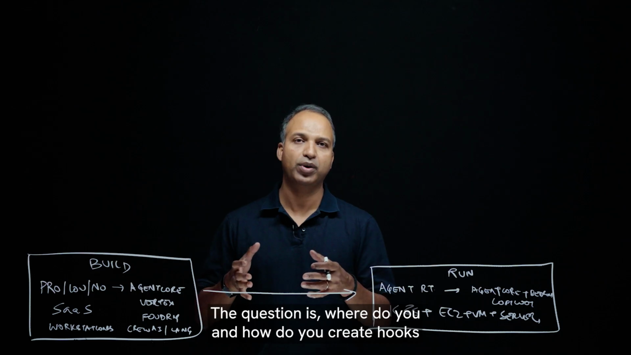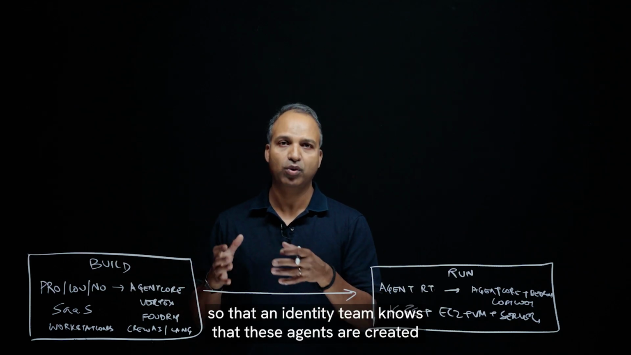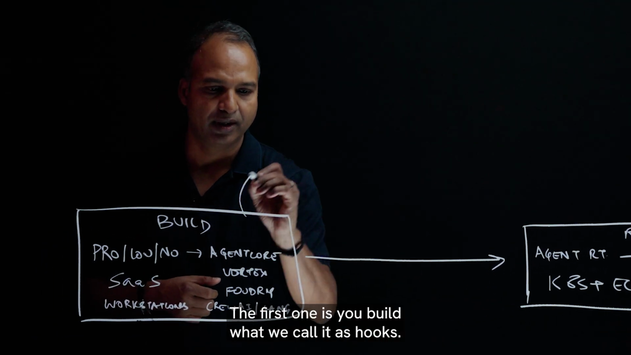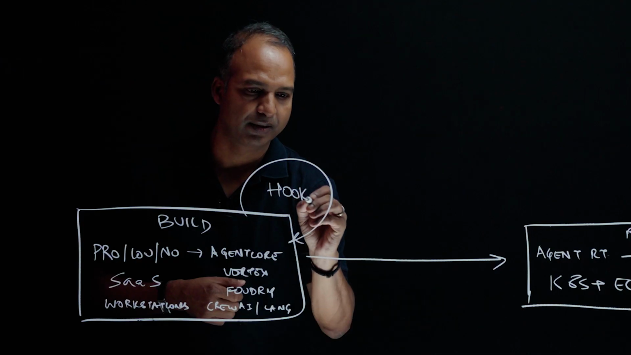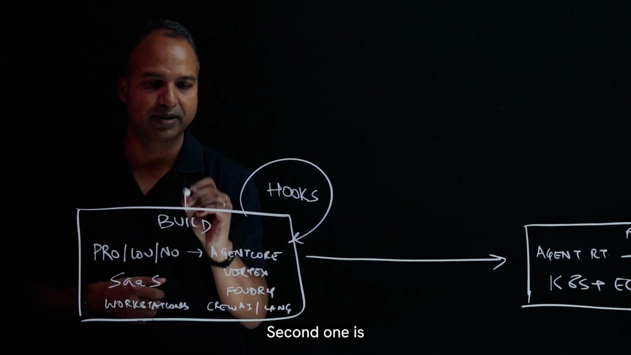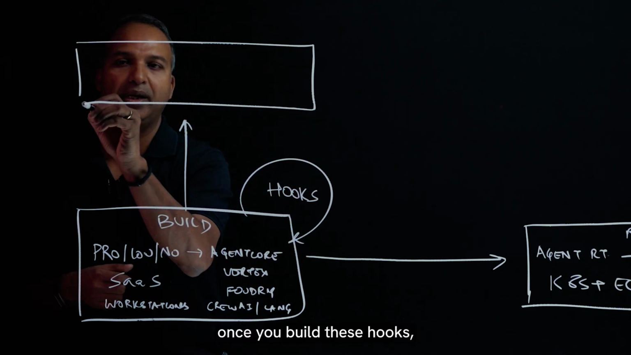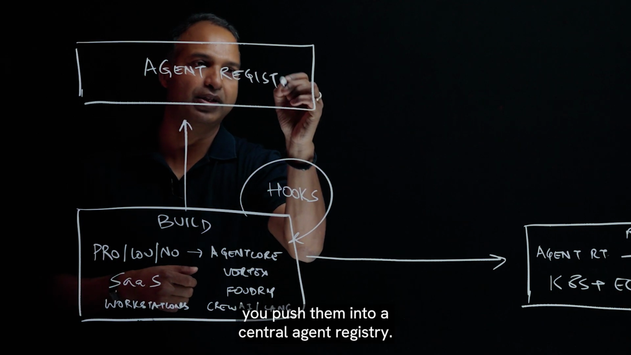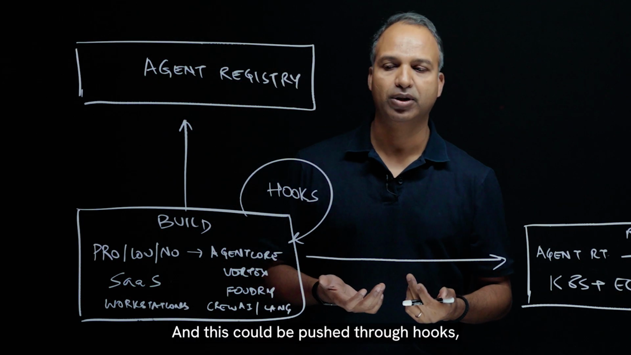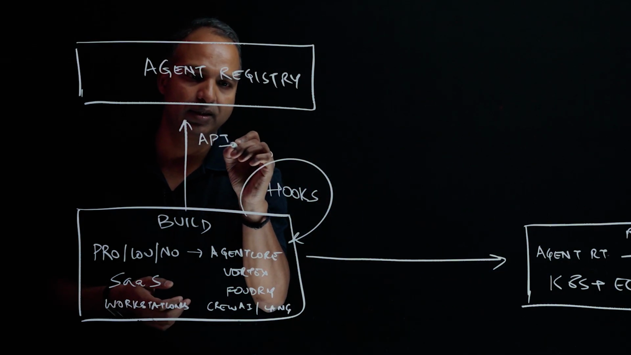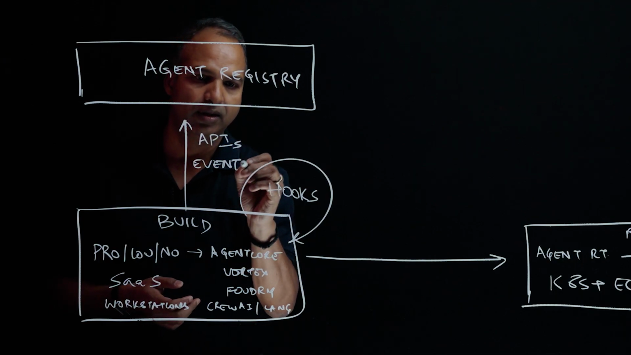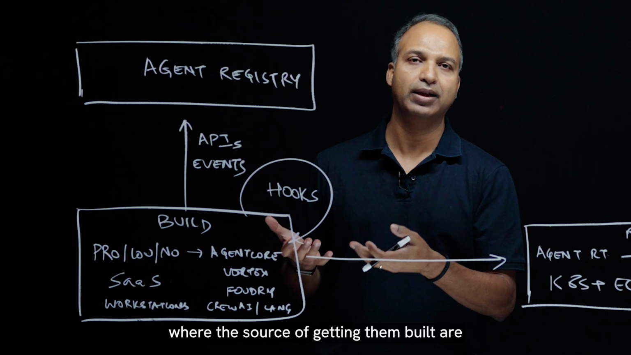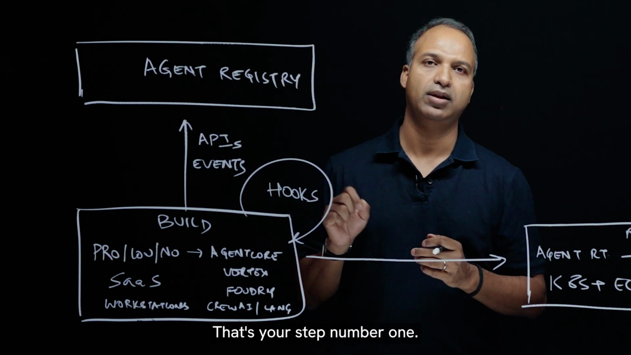The question is, where and how do you create hooks so that an identity team knows that these agents are created and being run in your organization? There are many different ways. The first one is you build what we call hooks. Second, once you build these hooks, you push them into a central agent registry. This could be through hooks, through APIs, or through events. There are many different ways in which these agents can be registered, by understanding where the sources of getting them built are and then pushing them onto the agent registry. That's your step number one.